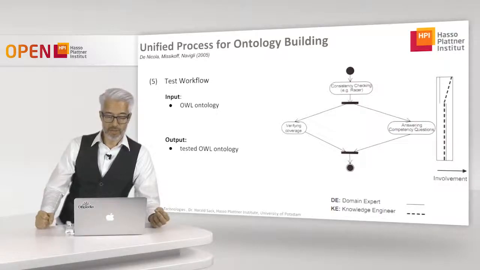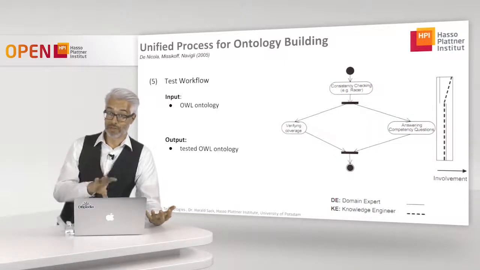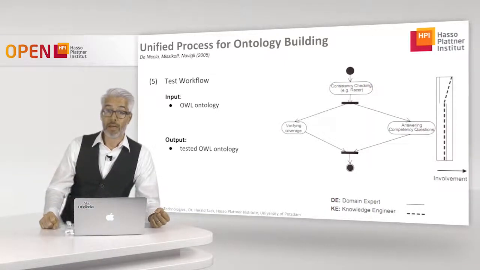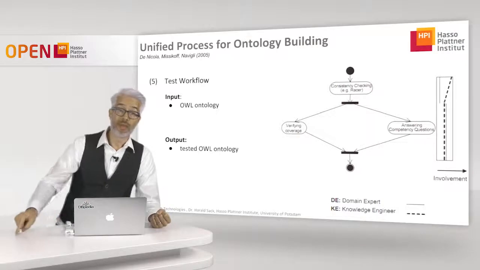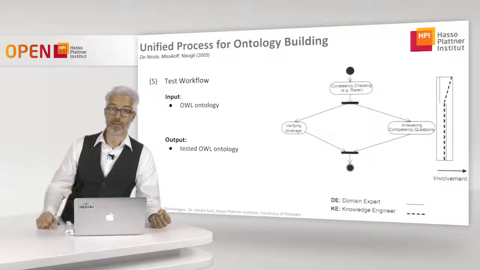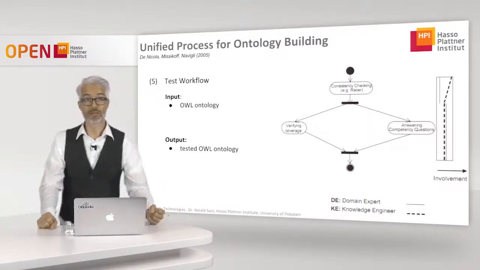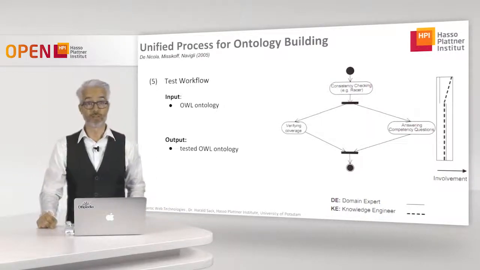And in the end, you get the output, an ontology test, and of course the verified and tested ontology. And based on your results, so your evaluation, for example, says that you have to adapt, you have to upgrade your ontology, you have to complement your ontology, then you enter the next iteration of that cycle, until, of course, you are content with the test result that you achieve here. So that's the unified process for ontology building, the UPON methodology.